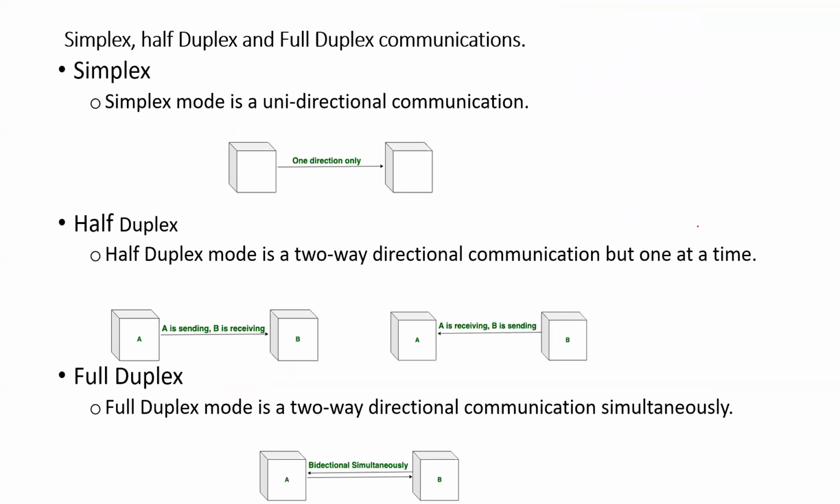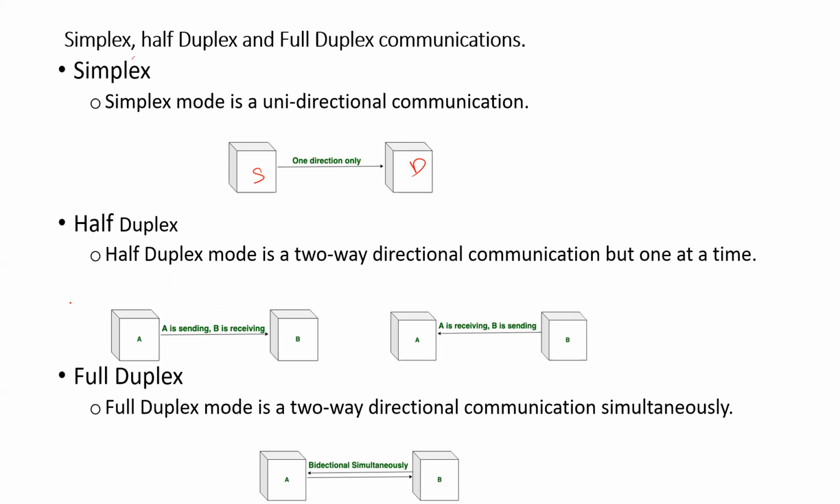And we have one more type of communication, that is simplex communication, half duplex and full duplex. Okay, so simplex is nothing but unidirectional traffic only. So from one to another, it is unidirectional. Consider that it is source and destination. So simplex communication is a unidirectional communication, from one to another.